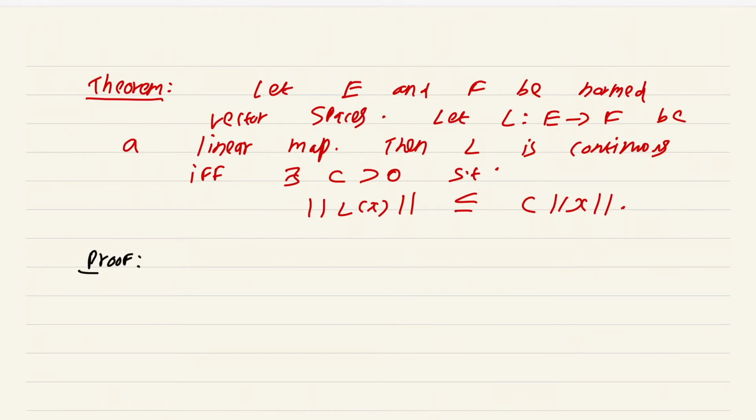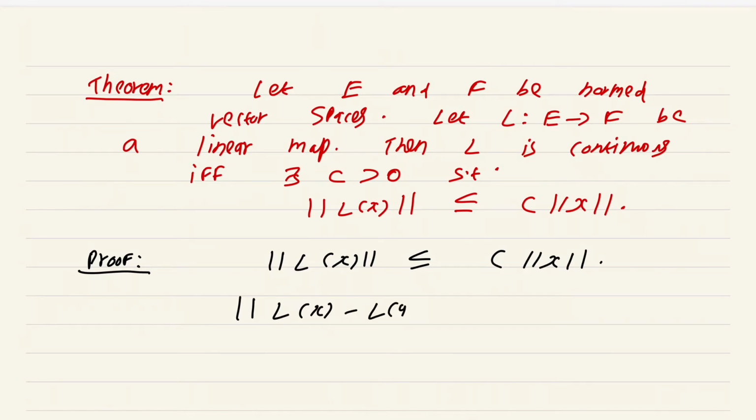So proof. The proof is not at all difficult. Suppose you have norm Lx is less than or equal to C times norm x. Then L is in fact Lipschitz, not just continuous, it's going to be Lipschitz. How do you see that? Because norm L of x minus L of y is going to be equal to norm L of x minus y by linearity, which is going to be less than or equal to C times norm x minus y. If you recall, in some earlier chapter we had briefly studied Lipschitz functions. This shows that L is Lipschitz and therefore it's continuous.